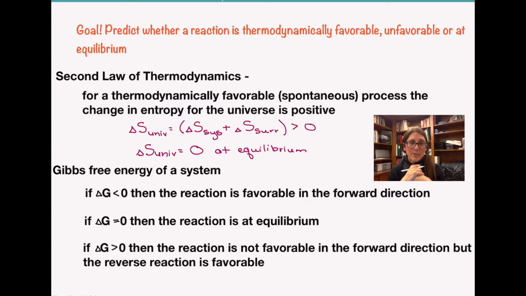That's where Gibbs free energy comes in. Gibbs free energy is a way to assess whether a chemical process will be thermodynamically favorable, unfavorable, or at equilibrium, allowing us to focus only on the system. If the change in Gibbs free energy, which has the symbol capital G, is less than 0, then our process is going to be favorable in the forward direction, as written. If delta G is equal to 0, you're at equilibrium. And if delta G is positive, greater than 0, then the reaction is not thermodynamically favorable as written. The reverse reaction, however, would be.